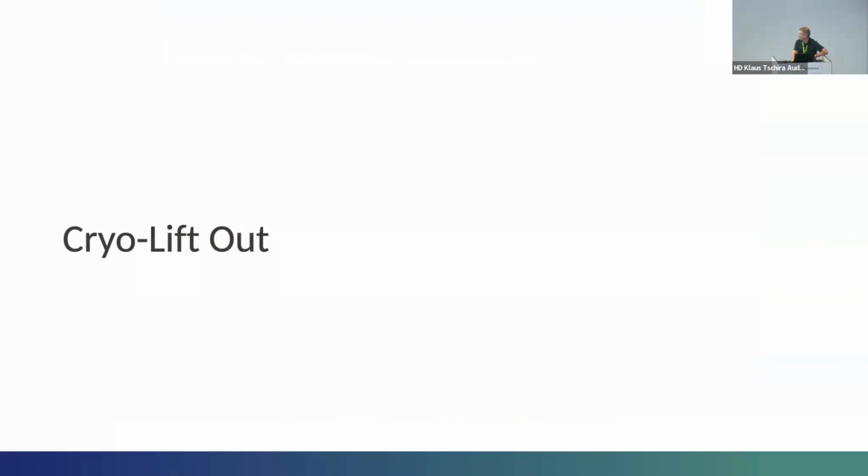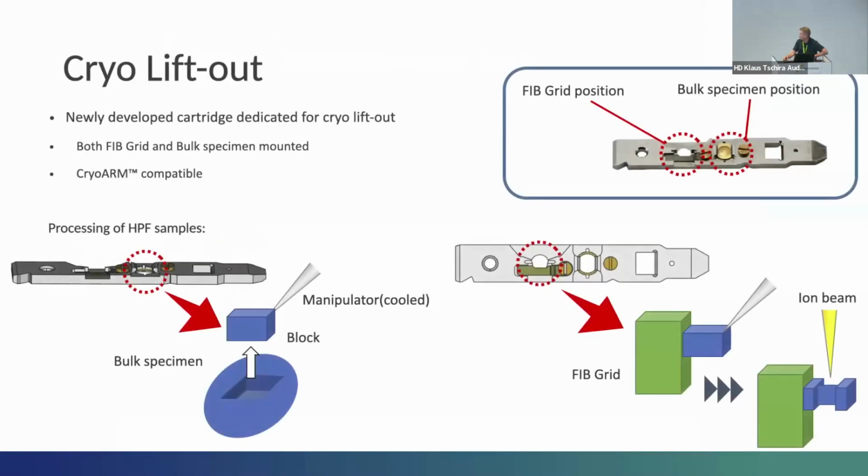Taking a little bit of a step forward, if you want to work with high pressure frozen samples, because they are far too thick for direct imaging or through the TEM, we have to use a lift-out process. So in this situation, there's a special cryo arm cartridge which takes both the lift-out grid, which is essentially like a comb structure, which makes it easier to mount the lift-out blocks onto, and an area for your bulk specimen position. So this should be a high-pressure frozen planchette.